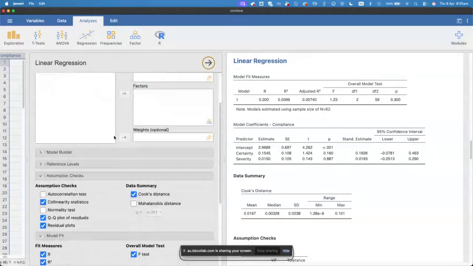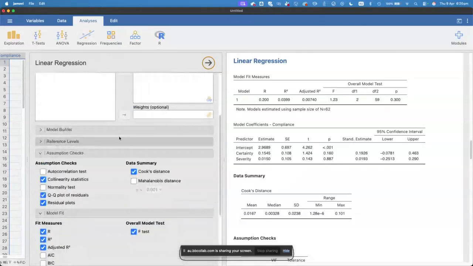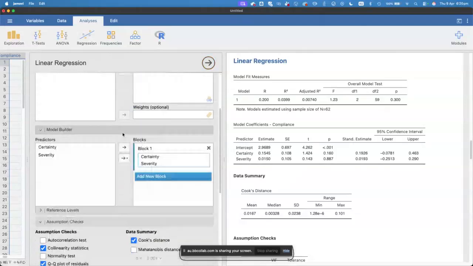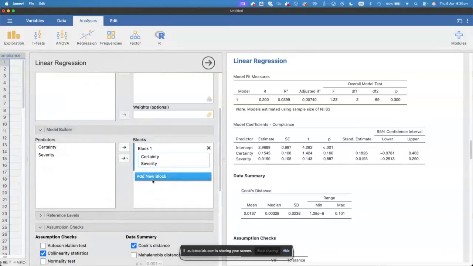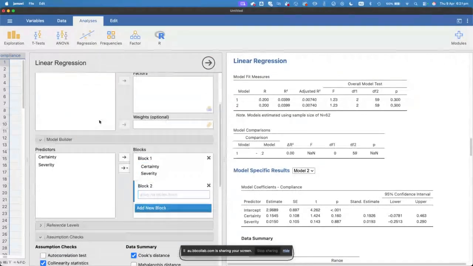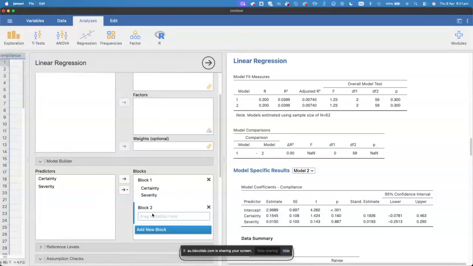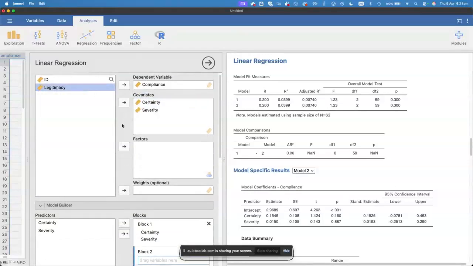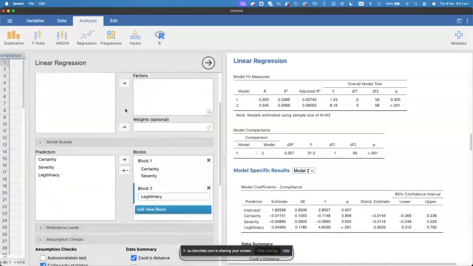And this time we're adding legitimacy. So how do we get a hierarchical model? We go through to Model Builder, Add New Block. So that was Model Builder, Add New Block, and then you put legitimacy across as a covariate.